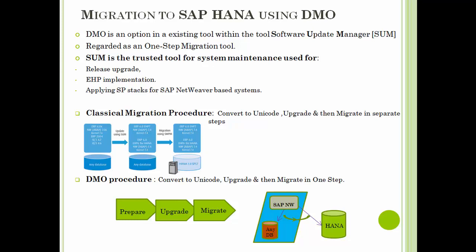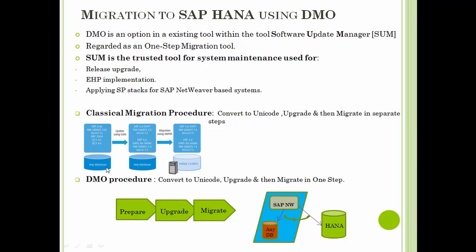So it's an upgrade-cum-migration option in the SUM tool, and it is launched by downloading the SUM tool, launching sumstart.bat, and then launching the browser through which we will start the DMO option. More details on it we will be explaining in the further sessions, I mean the further slides.